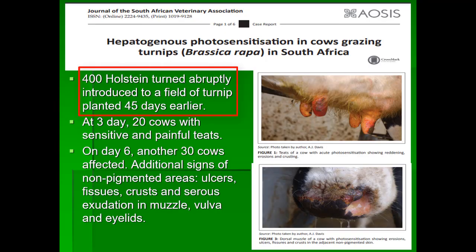It was a herd of 400 Holsteins that were turned suddenly to a field of turnips that had been planted 45 days earlier. After 3 days, 20 cows had very sensitive and painful teeth. That is what the photo on the right shows. There is reddening, erosions, and crusting on those teeth. On day 6, there were an additional 30 cows that were affected with additional signs in non-pigmented areas of the skin. And the photo of the muzzle shows the erosions, the ulcers, the fissures, and the crusts around those nostrils.